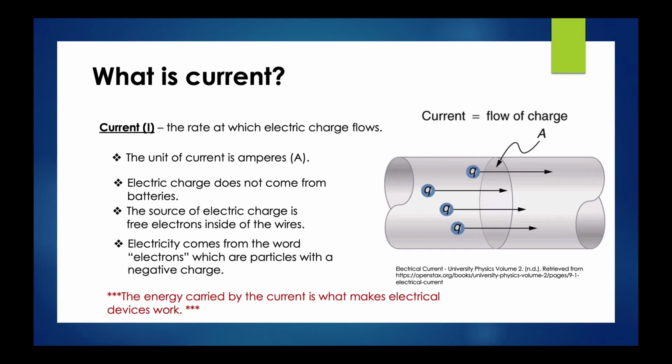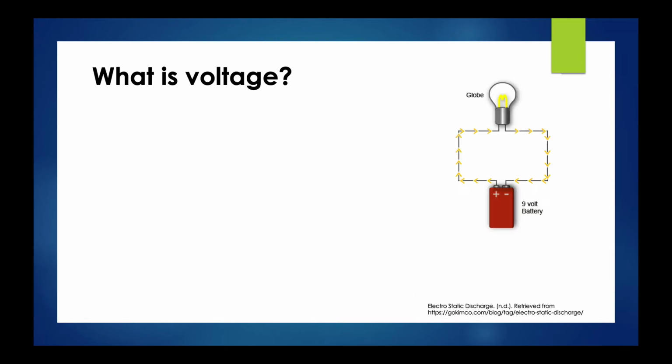The energy carried by the current is what makes electrical devices work. So as the current is moving, it goes through electrical devices, and that movement carries energy that allows electrical devices to work. So when we think of current, we have to think of charge moving, a flowing charge.